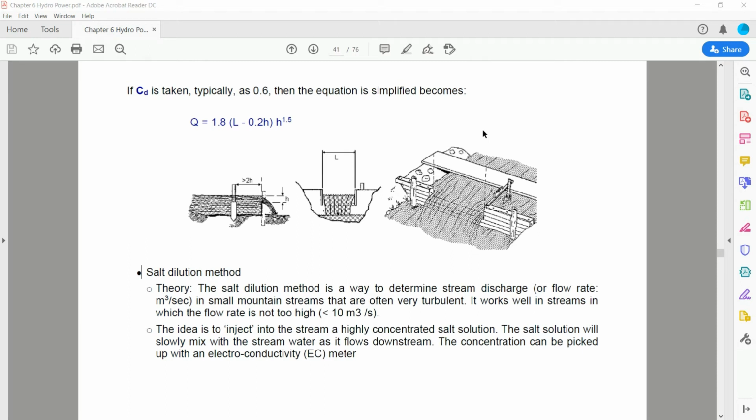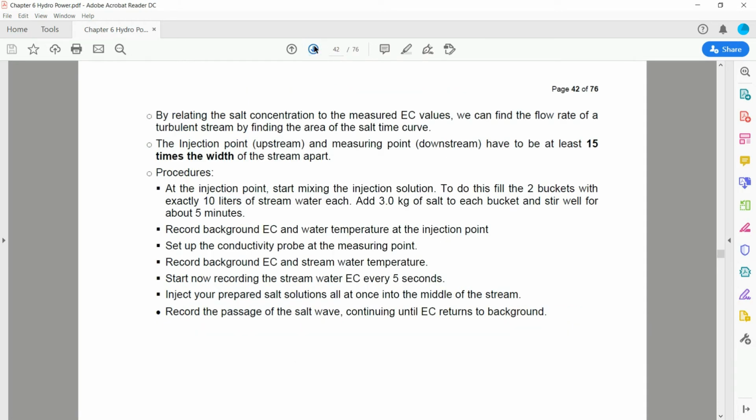The concentration can be picked up with an electroconductivity meter. So by relating the salt concentration to the measured electroconductivity values, we can find the flow rate of a turbulent stream by finding the area of the salt time curve. So how to do this? The injection point upstream and the measuring point downstream have to be at least 15 times the width of the stream apart. Procedure: at the injection point, start mixing the injection solution.